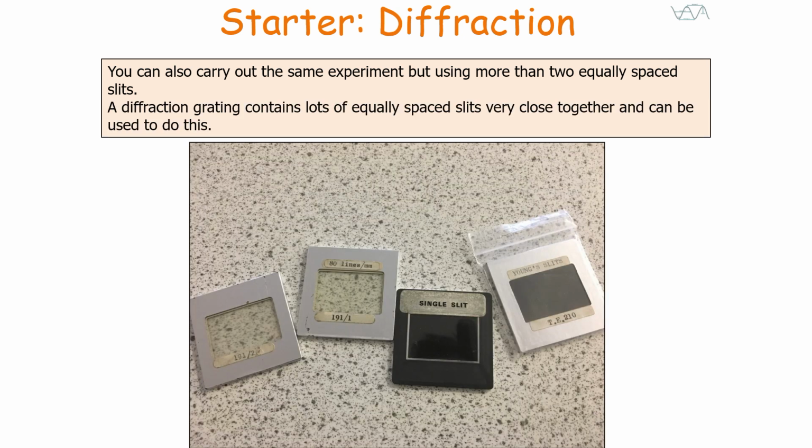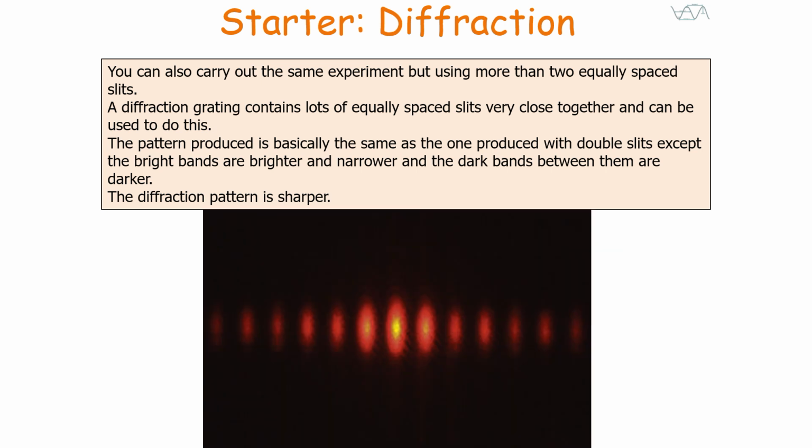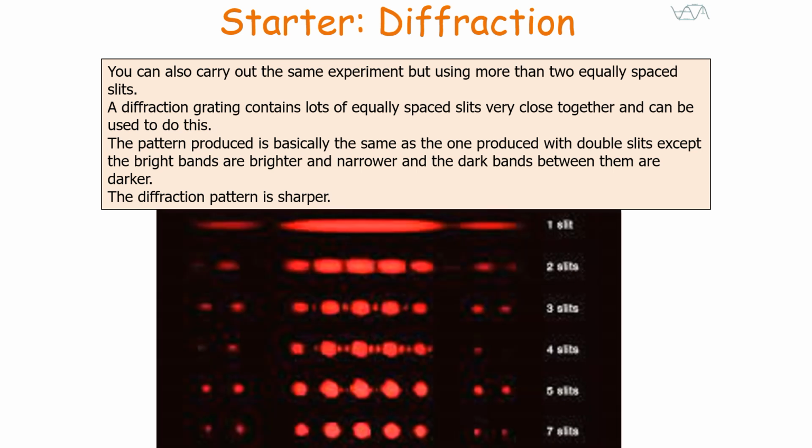Now a diffraction grating contains lots of equally spaced slits very close together, and can be used to mimic this particular effect. Now the pattern produced from a diffraction grating is basically the same as the one produced with the double slits, except the brighter bands are brighter and narrower, and the darker bands between them are darker, so your diffraction pattern ultimately is a lot sharper, as shown in this particular image. So you can see with the more slits used in your diffraction grating, the sharper and sharper the diffraction pattern produced on the screen.